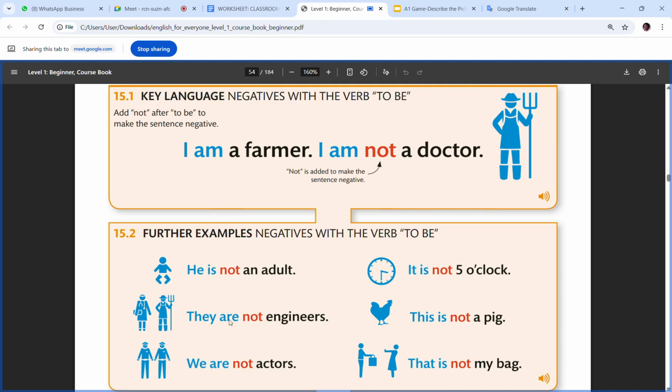So they are not engineers, right? Because why? Why do we say that? This one looks like a doctor, right? The first picture looks like a doctor to me. And this one looks like a gardener to me. I think picture number 1 is a doctor. Picture number 2 I think is a gardener, right? Someone who works in, or a farmer. Oh, it says there he's a farmer. He works in the farm, right?